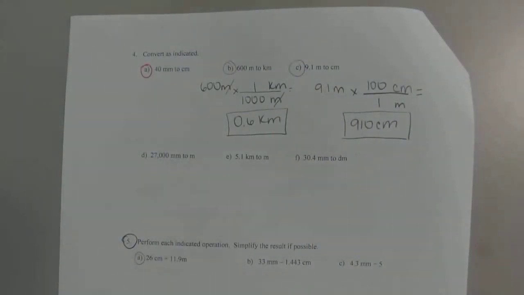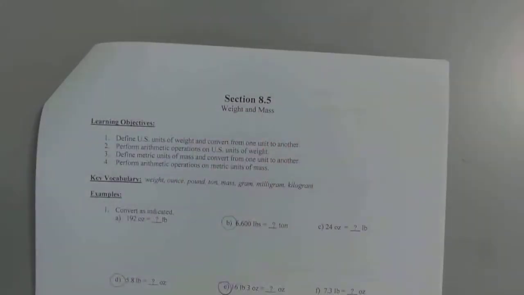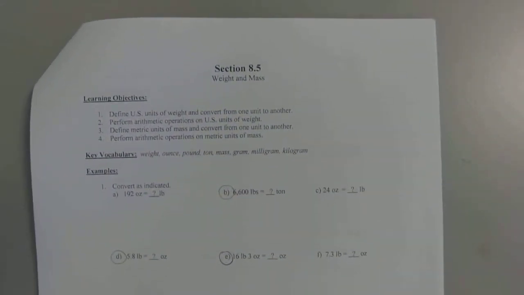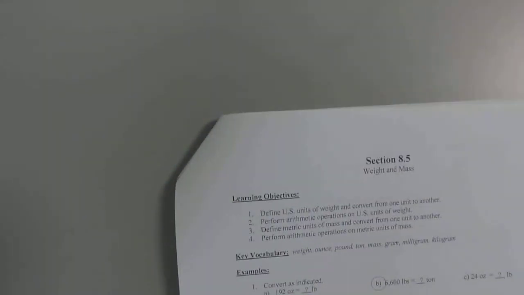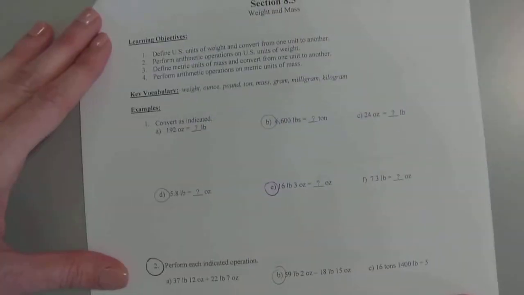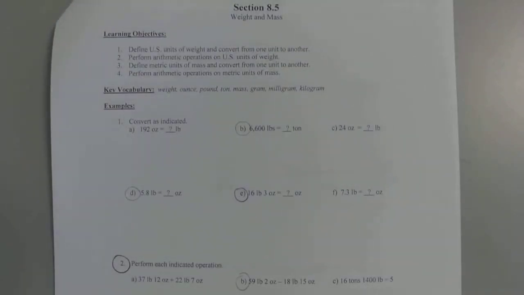Is that okay for that page? All right. So if you're okay with that, let's flip to 8.5, where we're going to do the exact same conversions, but now we're measuring weight. So we typically measure in ounces and pounds, and then there's also grams and kilograms. So it's kind of the same idea where we have English versus U.S. All right, so let's do B.